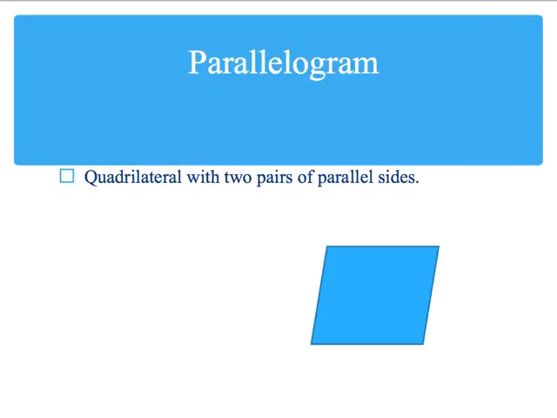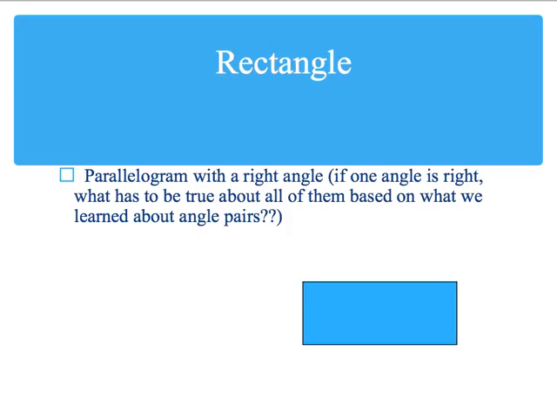Another type of quadrilateral is a parallelogram, and a parallelogram is defined as having two pairs of parallel sides. Then we've got a rectangle. A rectangle is a type of parallelogram. Notice now we're not just saying that it's a quadrilateral. Specifically, it's a parallelogram because we know that it has two pairs of parallel sides. And adding to that, a rectangle is going to have a right angle. So it's only defined as having one right angle. Why can we say that? I want you to think about that in preparation for class.